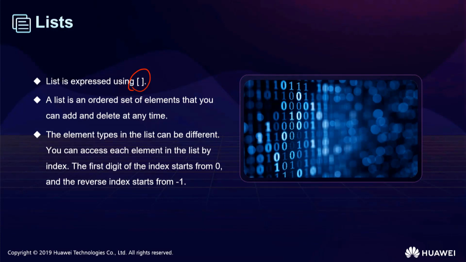For example, if we have the list A, and list A is equal to 1, 2, 3, its index starts from 0, then 1 and 2. If we want to use the reverse index, it starts from -1, so the element 3 has reverse index -1, then -2 and -3.